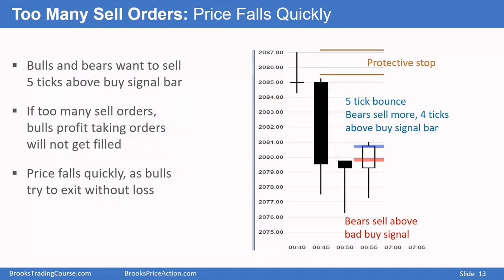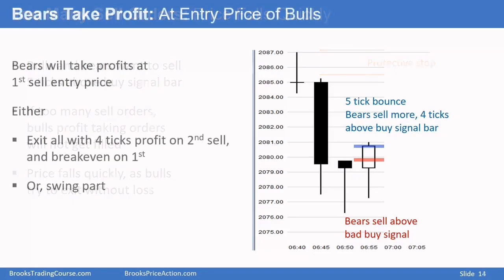So bulls and bears are both selling there. The bears are selling, betting that it's a weak buy signal, and the bulls are selling there as well. We have a lot of limit orders, 4 and 5 ticks above the high of a bad buy signal bar. And that can result in the price falling pretty quickly.